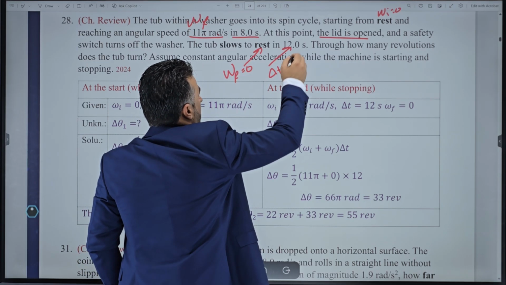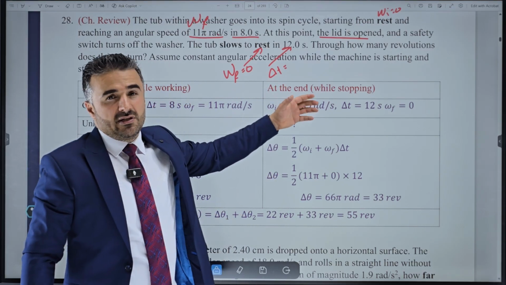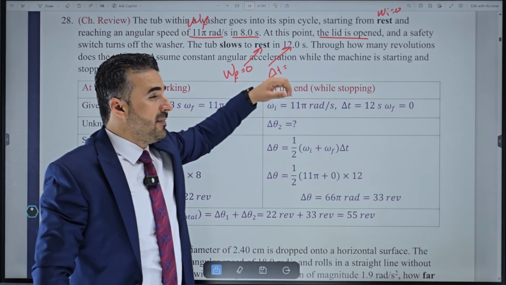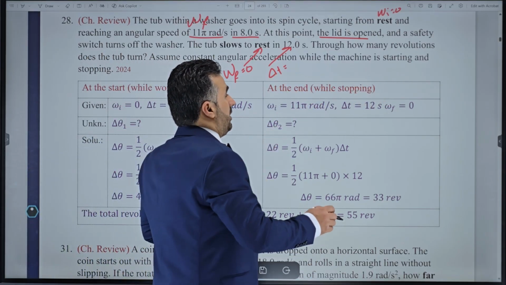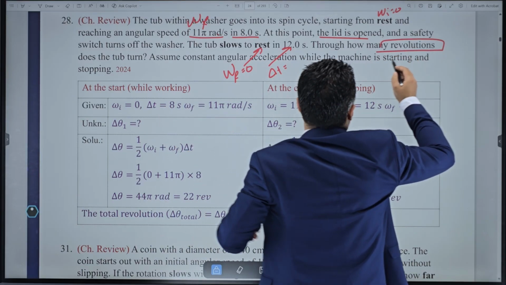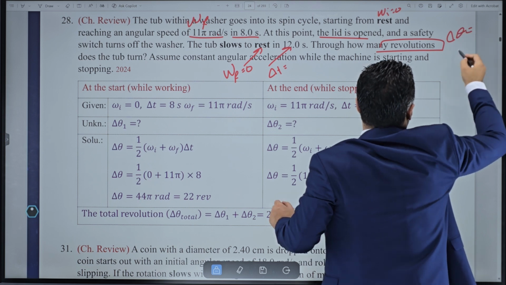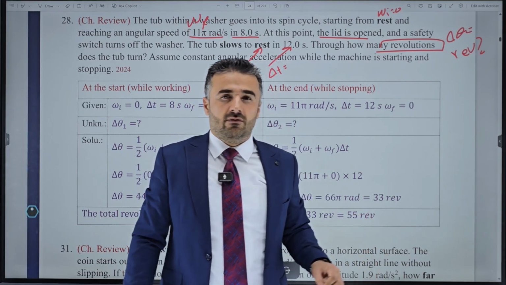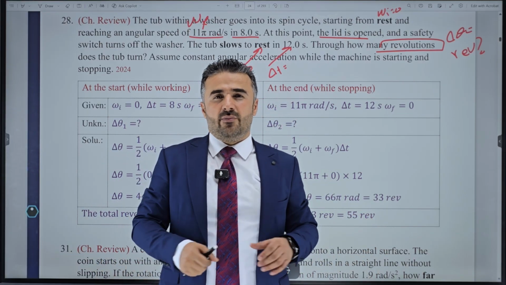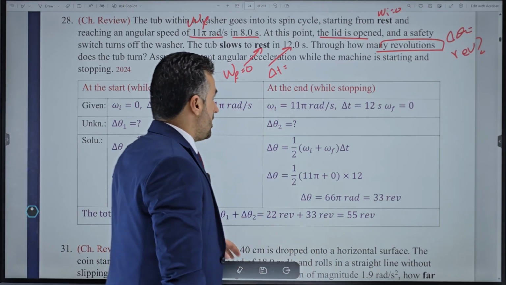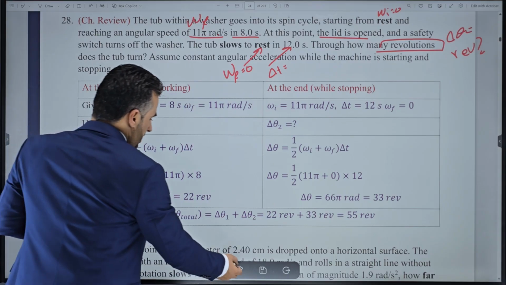But in what time? In 12 seconds here. But you might say, how am I going to understand this? There is omega initial, final, delta t, and there's another final and another delta t here. So how would I know? I'll tell you the method. But here's the question: through how many revolutions does the tub turn? So find delta theta, but not in radians, in revs. How many times does it revolve during the starting up and the slowing down or turning off? The easiest method to do this is the one I would recommend to you.